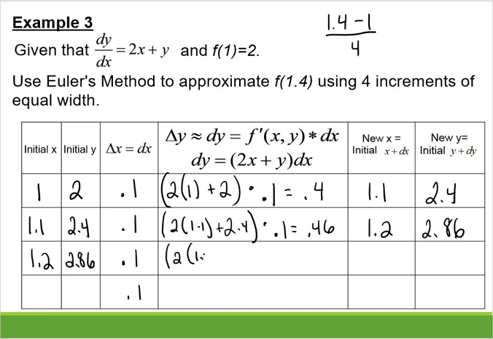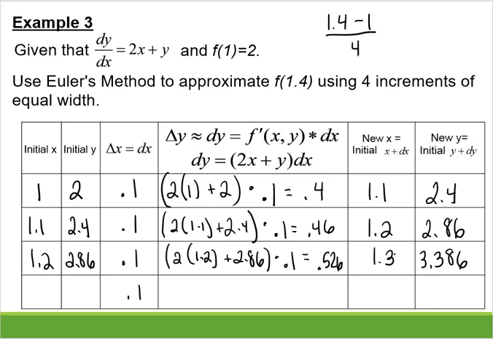2 times 1.2 plus my y value, which was 2.86. Don't forget to multiply by your delta x. And there I get 0.526. So my next x value is 1.3. My y value, when I add 0.526 to this 2.86, I get 3.386.